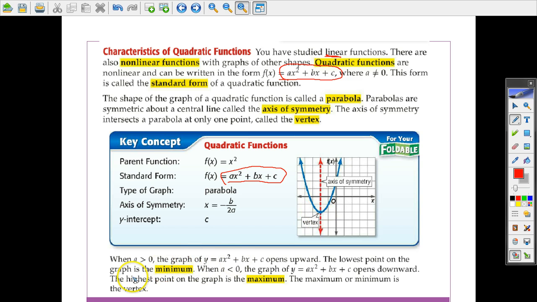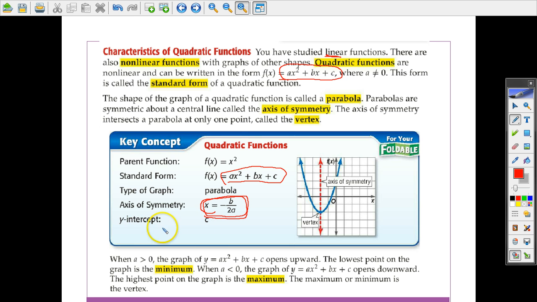Alright, so here are some equations that you need to look at. Again, this graph is called a parabola, and it's formed by using a quadratic function in standard form. The axis of symmetry: this line here that cuts through the middle, there's an equation for that line, and that equation is x equals negative b over 2a. So this is one important equation that you need to know. Okay, x equals negative b over 2a.